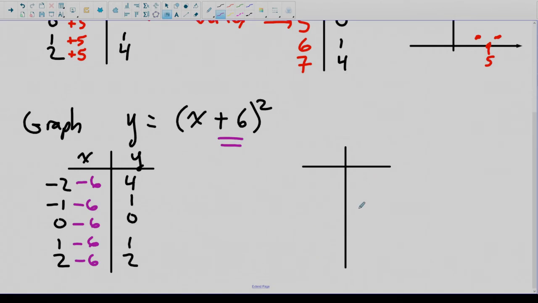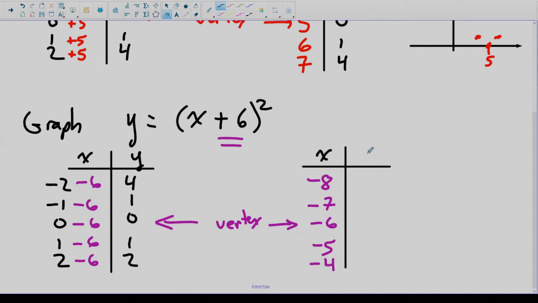So let's put our x and y values here. So -2 minus 6 is -8. -1 minus 6 is -7. 0 minus 6 is -6. And once again, that is my vertex right there, matching up with the 0, 0. 1 minus 6 is -5. 2 minus 6 is -4. And all of my original points have moved left by 6. My y values don't change in this case. And now I have the ability to plot my parabola.